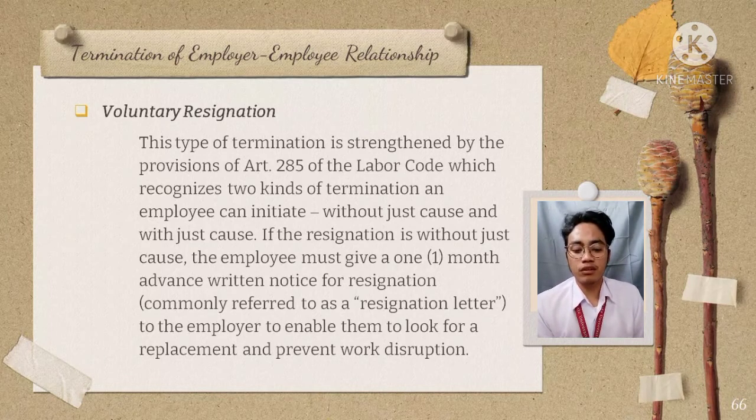Ang sabi naman dito, ang ganitong uri daw ng pag-resign ay pinagtibay ng Provision Act 285 ng Labor Code, na makilala ang dalawang uri ng pagwawakas na maaaring simula ng isang empleyado ng walang makatarungang dahilan at may makatarungang dahilan. Ang empleyado ay dapat magbigay ng isang buwan na advance na nakasulat na paunawa para sa pagbibitiw sa tungkulin. Karaniwang tinutukoy bilang sulat ng pagbibitiw sa employer na pagganahin silang kumuha ng kapalit at maiwasan ang pagkagambala ng trabaho.